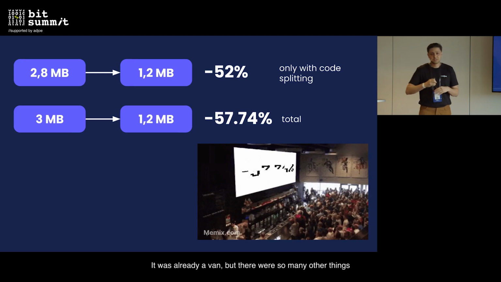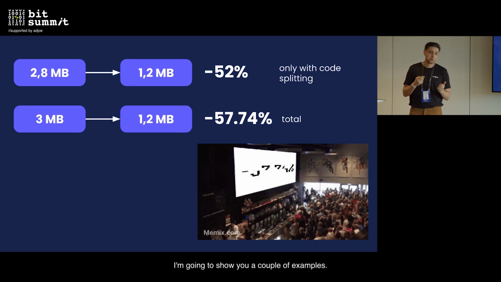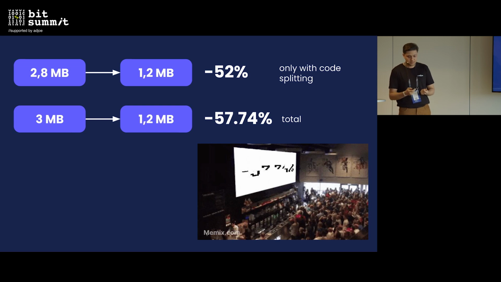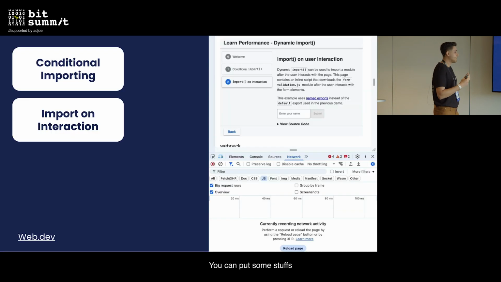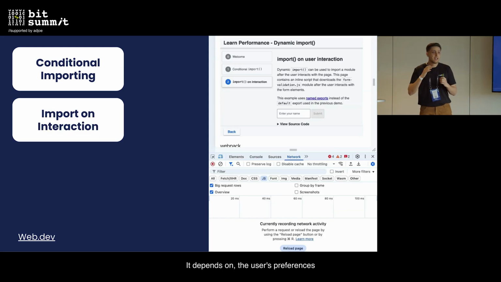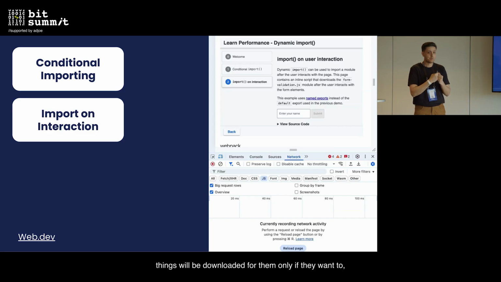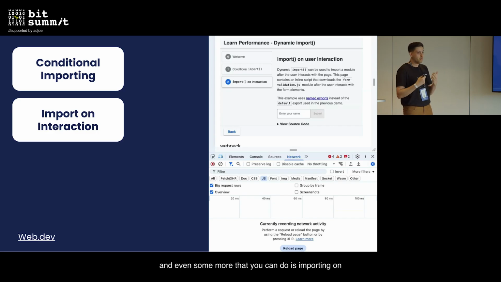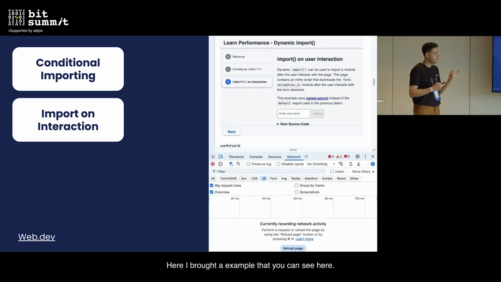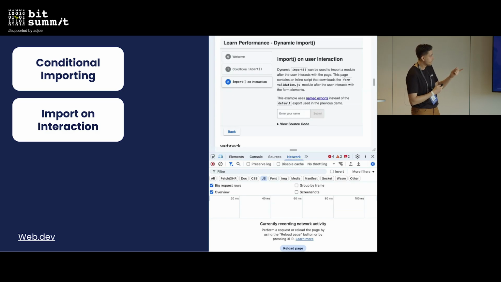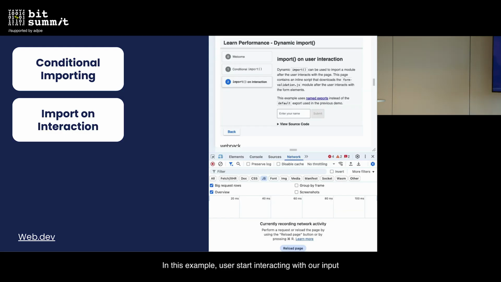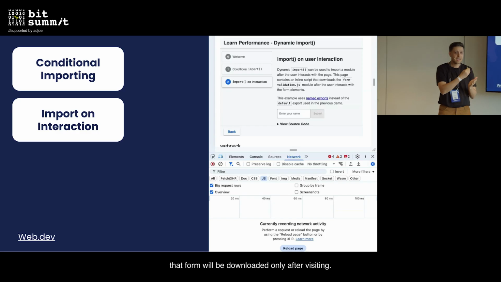It was already a win, but there were so many other things that we had in mind that we could do. I'm going to show you a couple of examples of what more you can add to it. You can use conditional importing in your application. Depending on the user's preferences in the browser, and only based on that, some specific things like animations will be downloaded for them only if they want them. Even more, you can do importing on user interaction. Here I brought an example that you can see. In this example, users start interacting with our input, and as you can see, the JavaScript needed for validating that form is downloaded only after the user interacts.